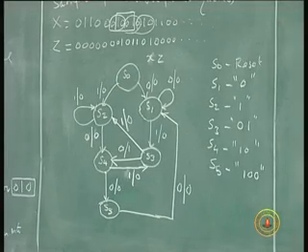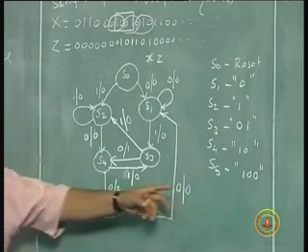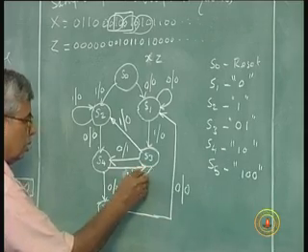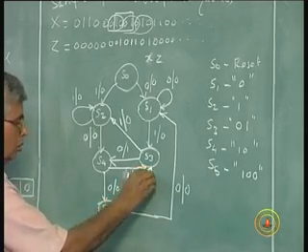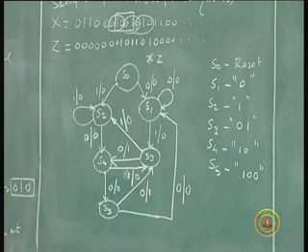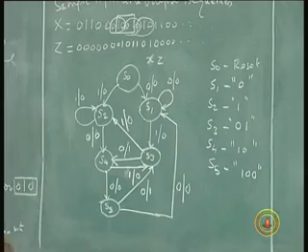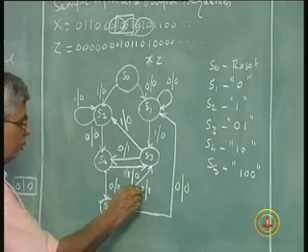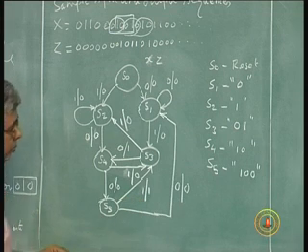So, S3 is that 1001. I will have to go here to 0 with an output of 1, because it has just now completed the sequence 1001. One is the input, 1 is the output.